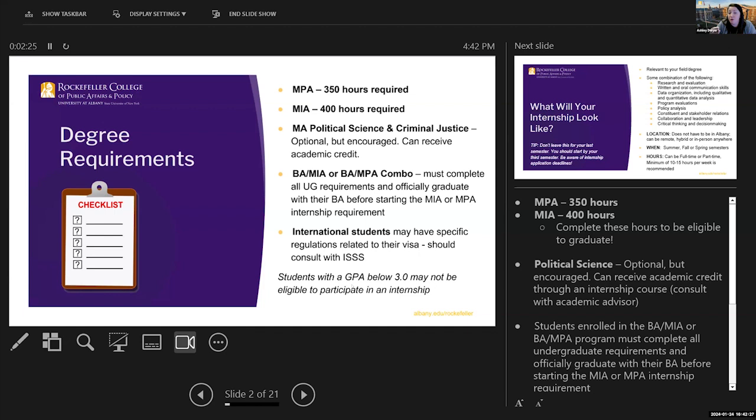International students, it's just important that you may have specific regulations related to your visa. So I know there are OPT and CPT options for international students, but you are going to want to connect with the International Student Services Office regarding that to make sure that you're following the right processes, you're attaining the right visas for work authorization at both the internship level and full-time, and that you're completing all the proper documentation and paperwork. It's important to note that students with a GPA below 3.0 may not be eligible to participate in the internship because it is important that you're in good academic standing in order to move forward with the internship piece.